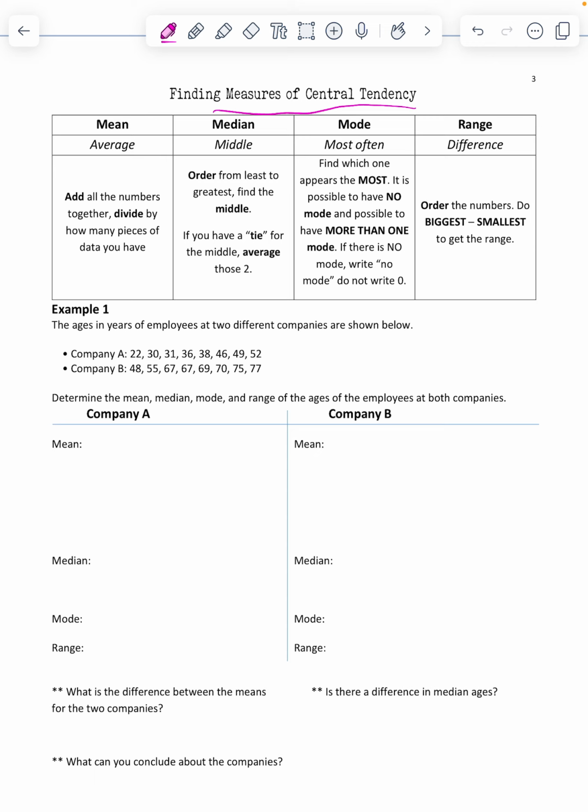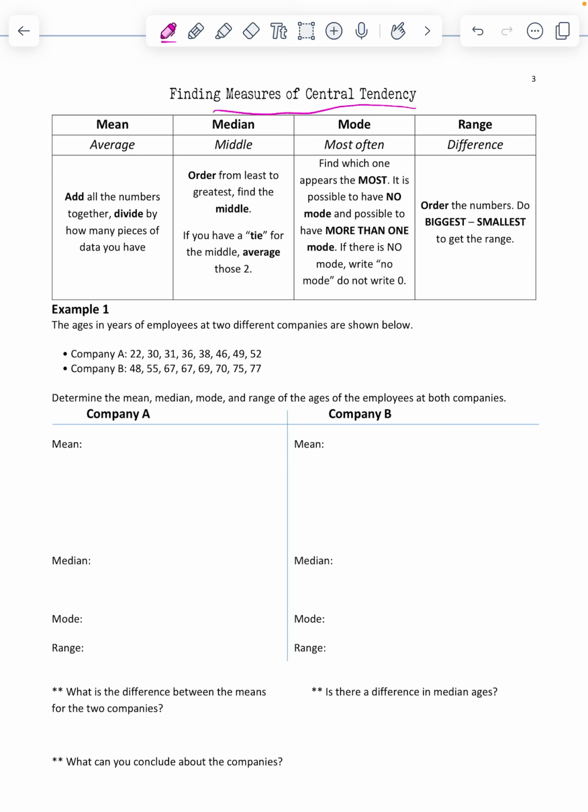So the mean is the average. To find the average, you add up all of the numbers together and divide by how many pieces of data you have. For example, test scores. To find the average test score for a class, I add up all of the scores, what we all got, and then divide by how many students took the test.